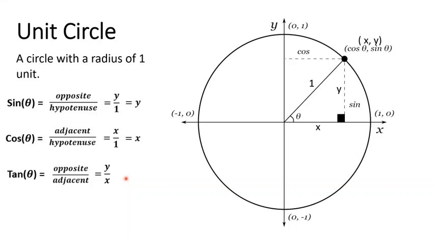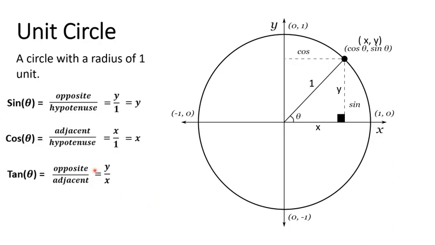Now, meron din tayong madi-derive pa. If you're going to take a look, or if you're going to observe, ang sine theta is equal to y. Ang cosine theta is equal to x. So therefore, itong y could be sine, and then itong x could be cosine. So therefore, we can imply that tangent theta is equal to sine over cosine. So remember that again. Tangent theta is also equal to sine over cosine.